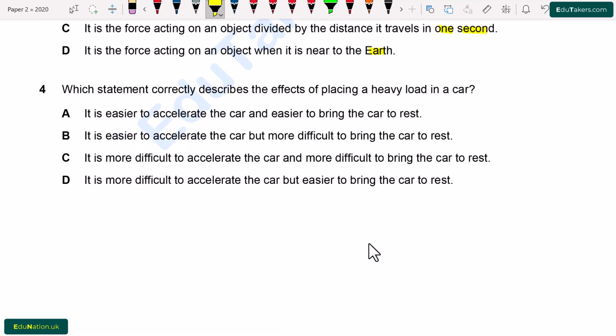Question number 4. Which statement correctly describes the effects of placing a heavy load in a car? So when we place a heavy load in the car, what will be its effect? Option A. It is easier to accelerate the car and easier to bring the car to rest. B. It is easier to accelerate the car but more difficult to bring the car to rest. C. It is more difficult to accelerate the car and more difficult to bring the car to rest. D. It is more difficult to accelerate the car but easier to bring the car to rest.